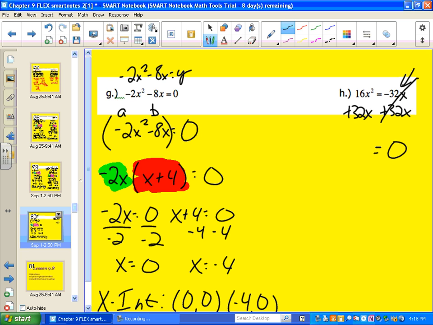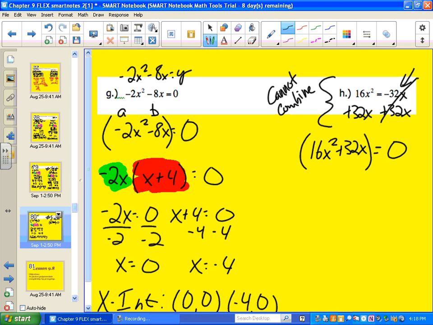And now, once again, this is 16x squared and 32x. We cannot combine. So we're just left with 16x squared plus 32x. Now, once again, we look for that greatest common factor. The greatest common factor of 16x squared and 32x is 16x. And now we have left inside the parentheses x plus 2 equals 0.